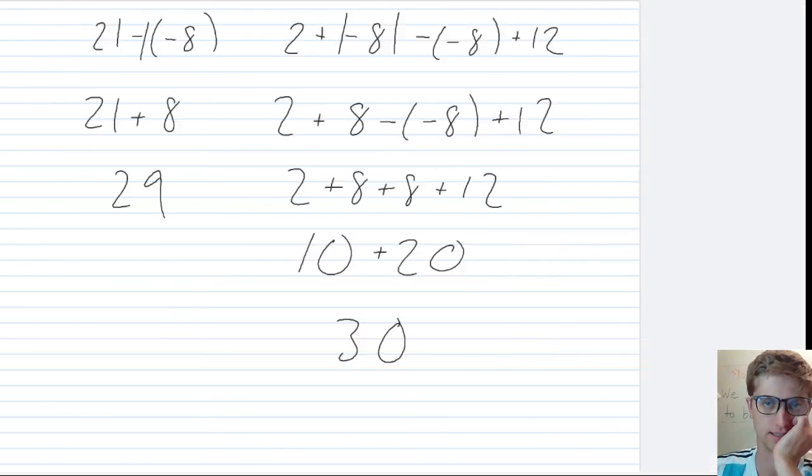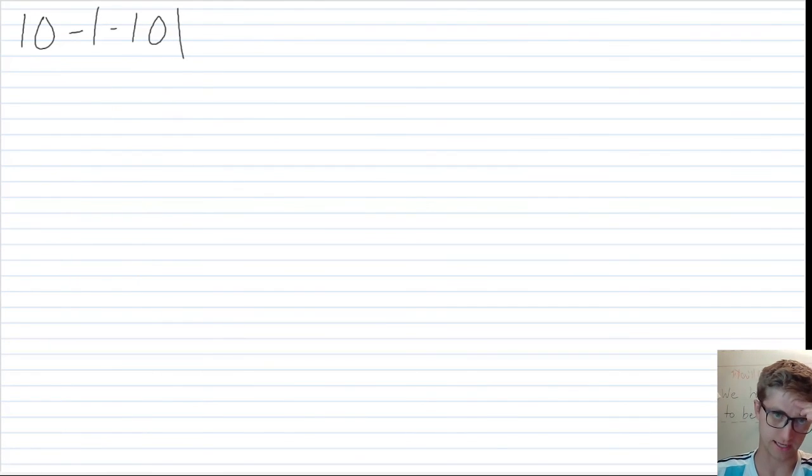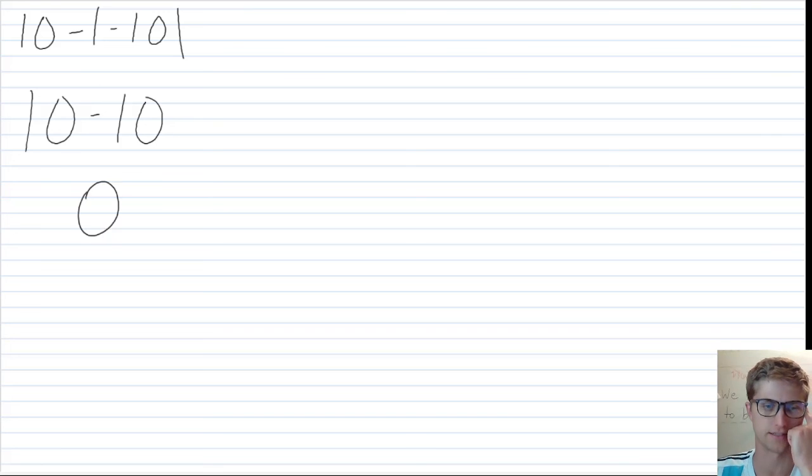And then lastly, number 12, we got 10 minus negative 10. What does absolute value mean? Whatever's in the parentheses, or whatever's in the bars, make it positive. So we'll do that first. 2 minus 10 is 0.